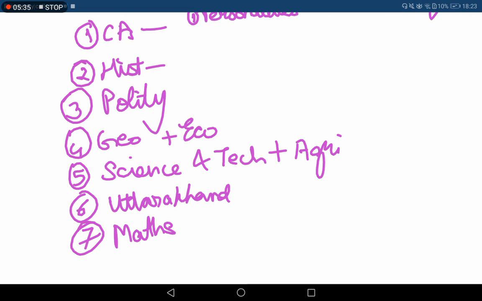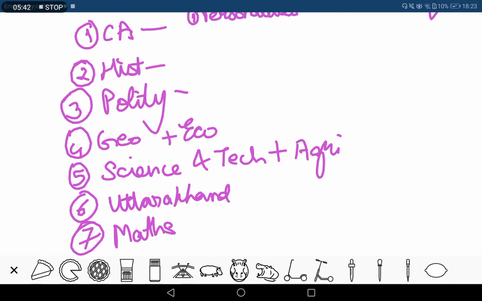In case you've done it from Lakshmikant, then you just need to revise the same. And if you haven't done it from Lakshmikant, and somehow this portion is missing, then you can cover it from Lucent. Okay.